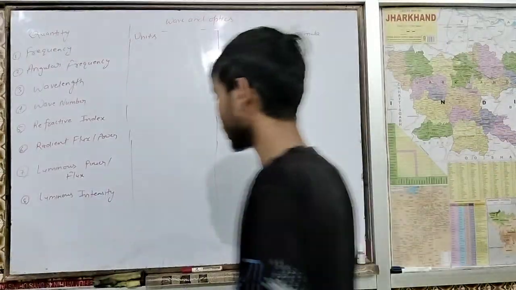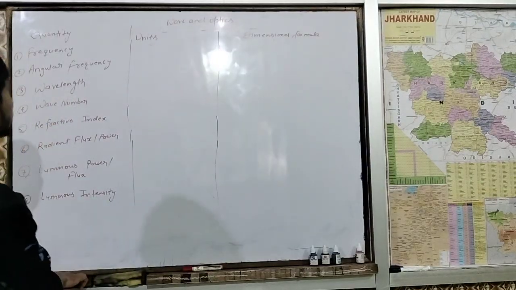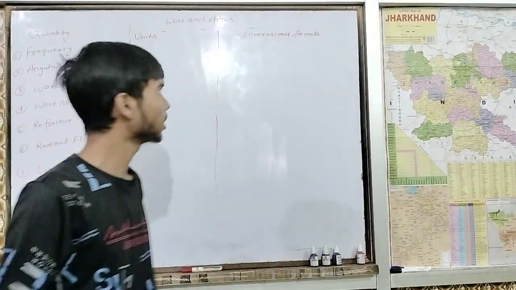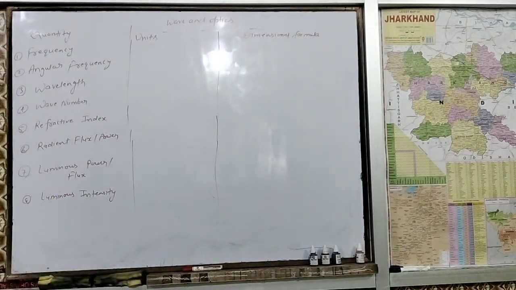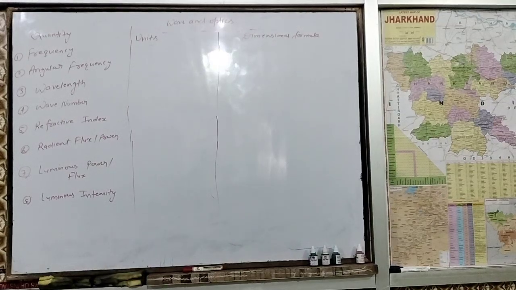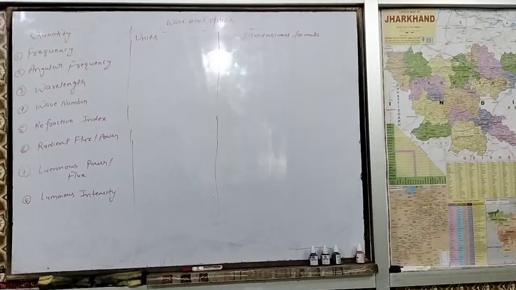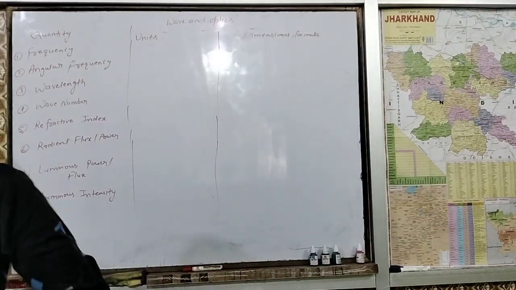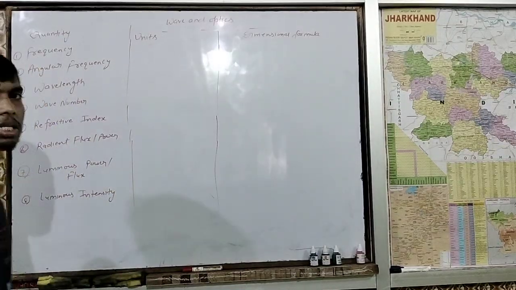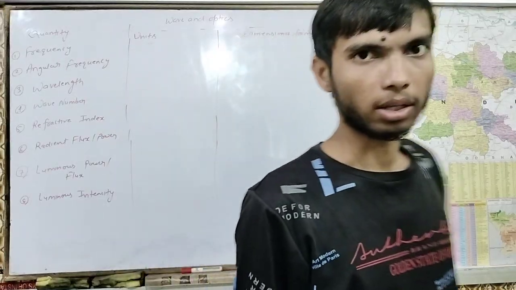Now, let's write the dimension formula of each of these physical quantities. Look over here. First, we have frequency. Frequency just gives you second. Here we are talking about frequency. It is related to wavelength.